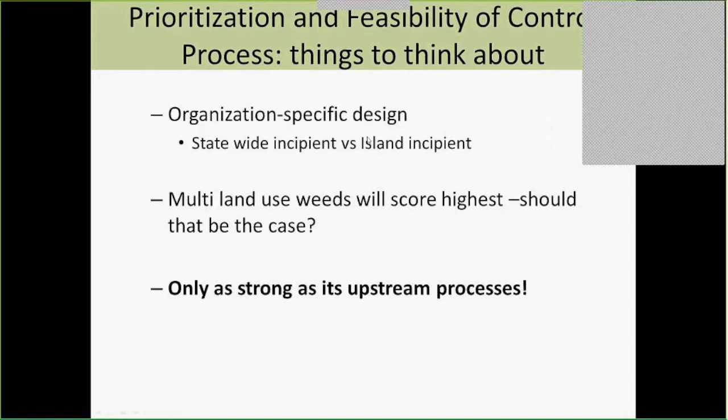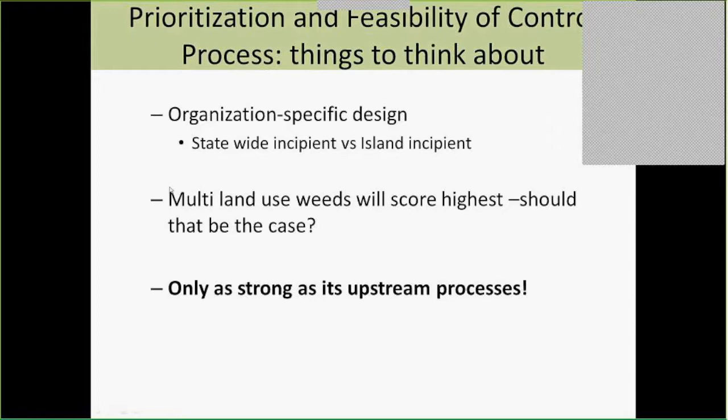And so one of the problems with this is that sometimes we get a plant where it's not only incipient on the island, it's incipient statewide. So its only known population will be on Kauai. And so that doesn't ever factor into the ranking situation.